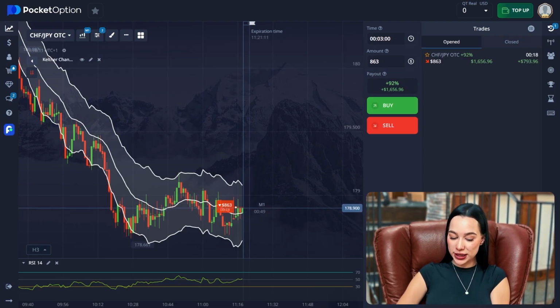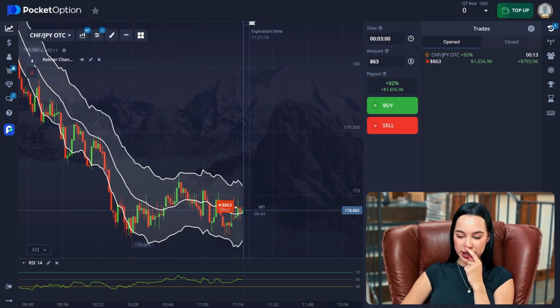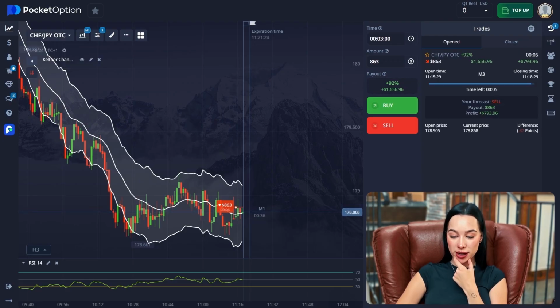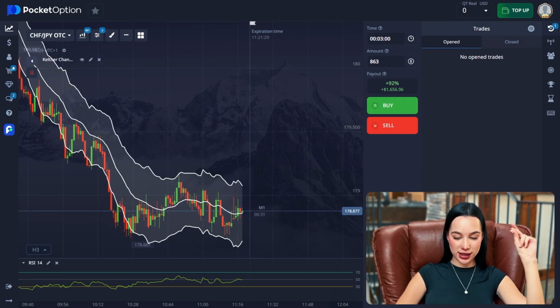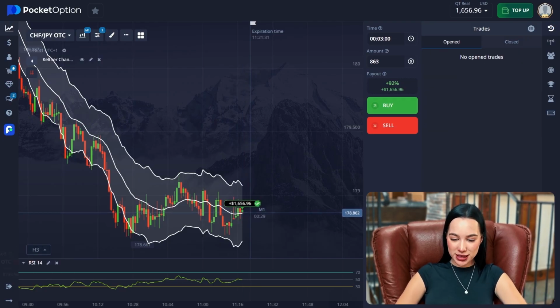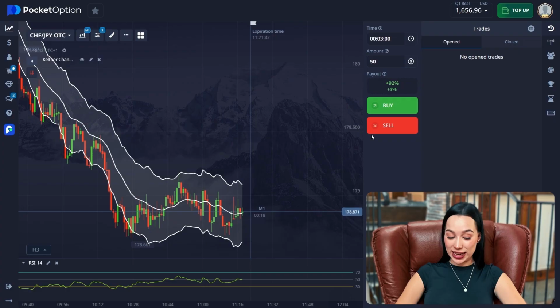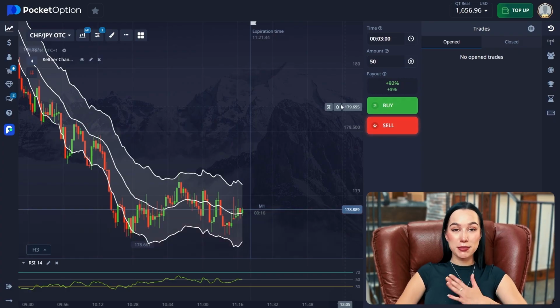So guys, now it's 18 seconds. We're in a plus. It's fluctuating here a lot, but I hope everything is gonna be fine. Okay, it's 10 seconds now. So scary. 7, 6, 5, 4, 3, 2, 1, and we close this trade in the plus, guys, and we have $1,656. Yeah, it was difficult, especially in the end, but anyway, we made it, guys.